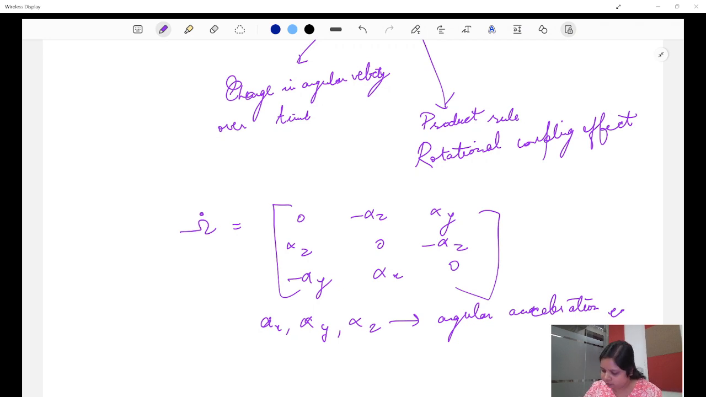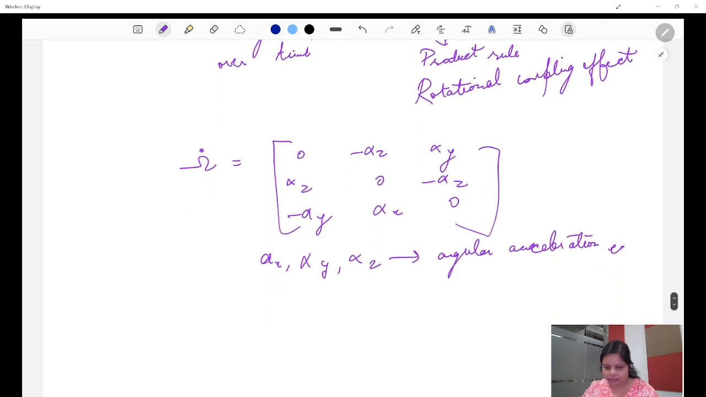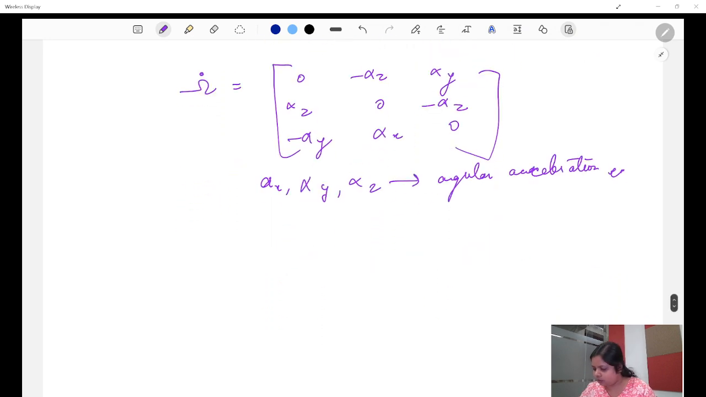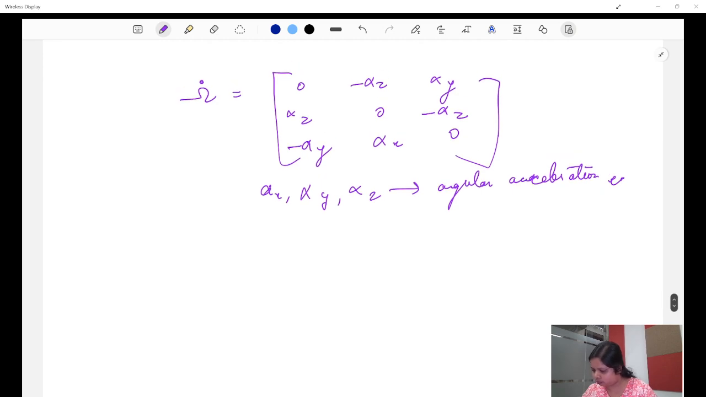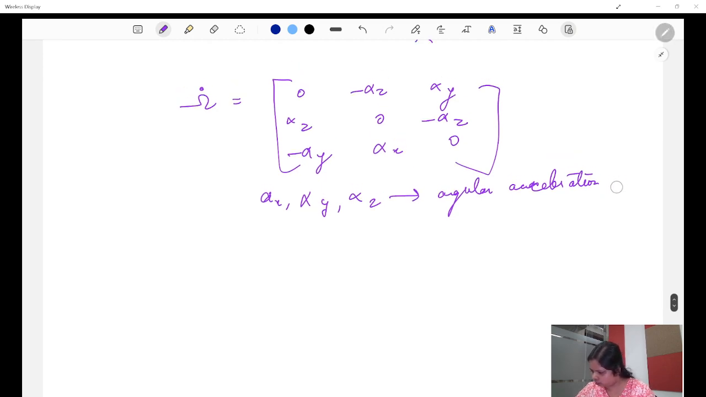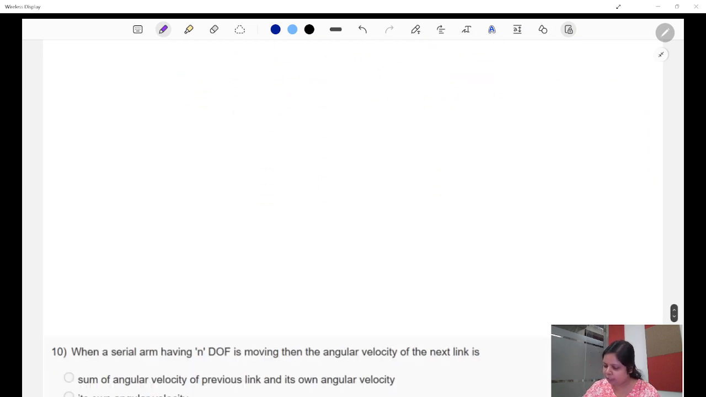Okay, so this represents the angular acceleration vector. So it basically captures the rate of change of angular velocity. I hope it is clear. Now, okay, let's move to the next question.